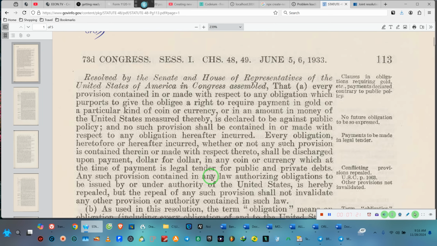Guess what, ladies and gentlemen? You guys have not been reading this correctly. It says in any coin or currency, which is at the time payment for that debt, whether it's a public debt or a private debt, dollar for dollar. Well, let's tell you what dollar for dollar means. First, let's go to obligation.